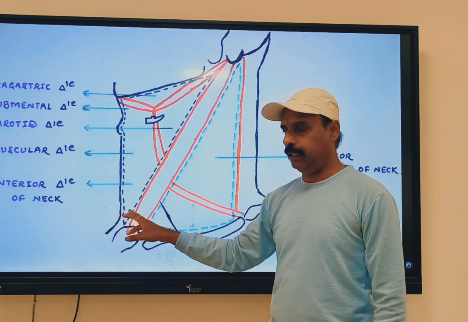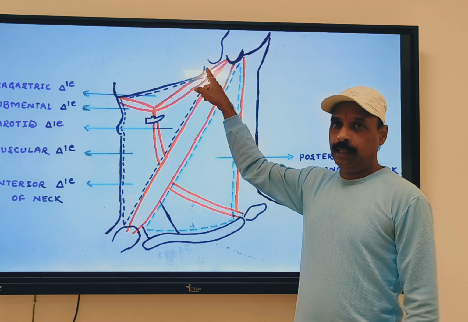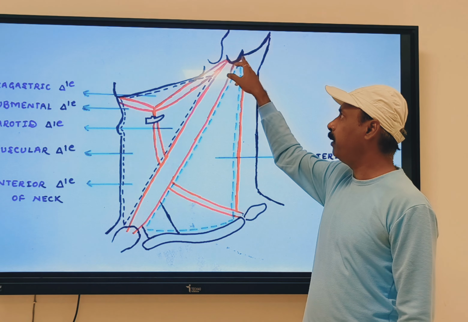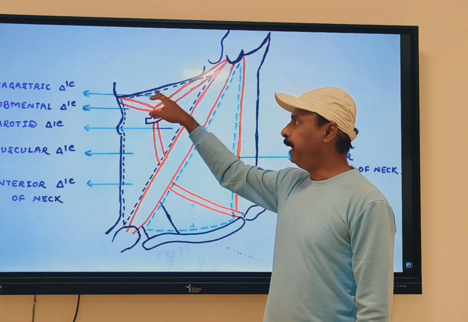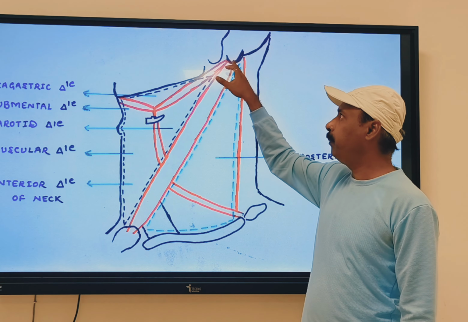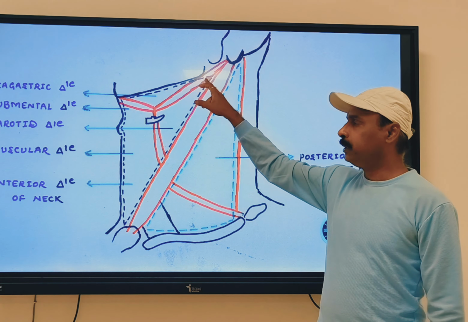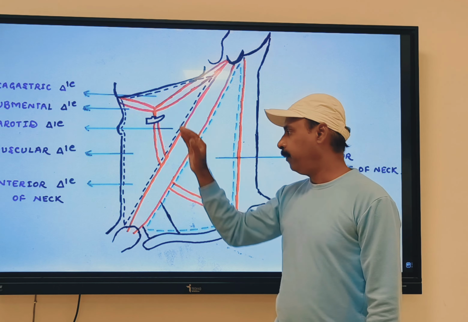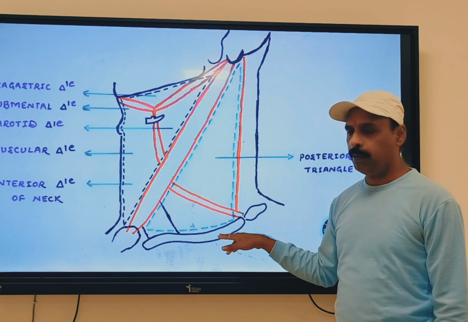Superiorly, it is bounded by the base of the mandible, and the line joining the angle of the mandible to the mastoid process, and from the mastoid process to the superior nuchal line. Very important, you have to tell the base of the mandible, then the line joining the angle of the mandible to the mastoid process, then the superior nuchal line. You have to remember this about the superior boundaries of the quadrilateral space of the neck. Then posteriorly you have the anterior border of the trapezius, and inferiorly you have the clavicle.